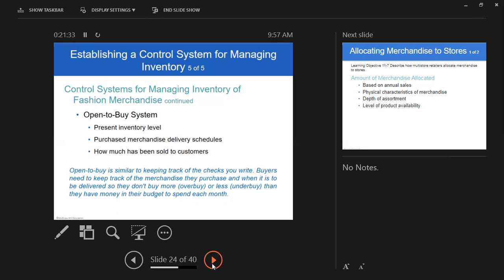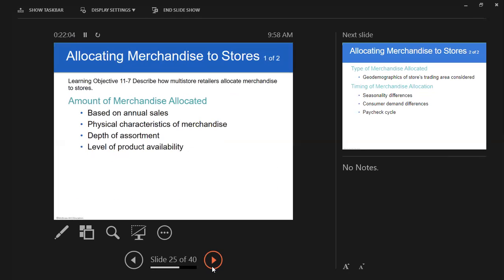So you have to look at your present inventory level, how you can purchase merchandise, the delivery schedule and how much has been sold to the customer. So you can keep track by having, like just now, the system that you have. From there, it helps you to make decisions to replenish or to ensure your present inventory level is up to the current demand coming from the customer.